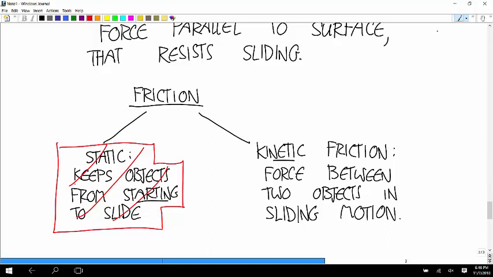Yes, it's always parallel to whatever surface the thing is sliding on.